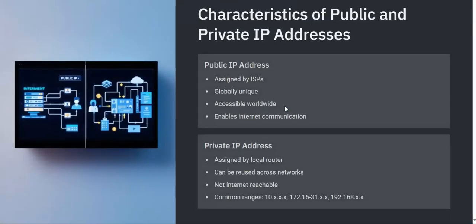So, what are the characteristics of public and private IP addresses? They kind of look exactly the same, but they're not. Public IP addresses are usually assigned by ISPs. These are internet service providers. So if you sign up for an internet account with your cable provider, your ISP, they'll allocate you one of these public IP addresses when you connect to the internet.